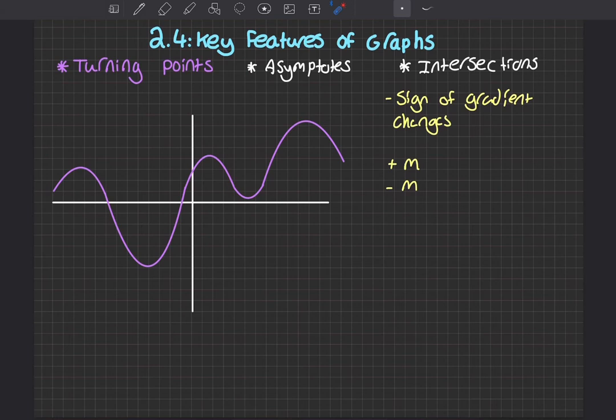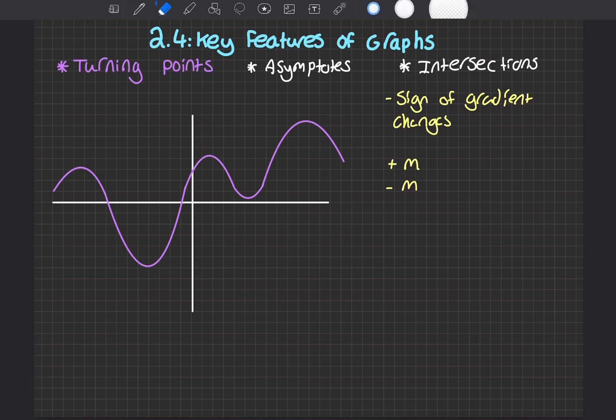And a turning point is essentially any area where the graph either goes from positive to negative or negative to positive. So here the graph is increasing and starts decreasing. So this is a turning point. Decreasing and starts increasing. So this is also a turning point. So here, here, here, here, and here. These are all turning points.